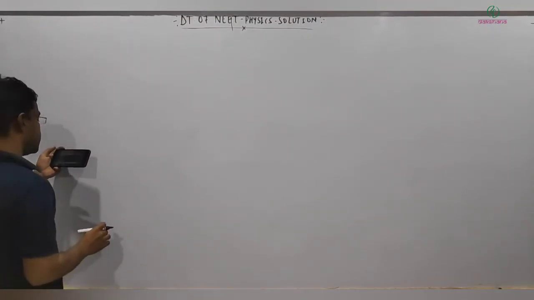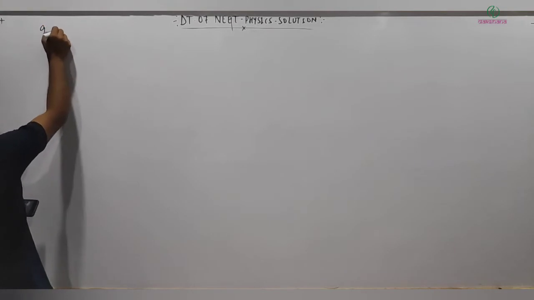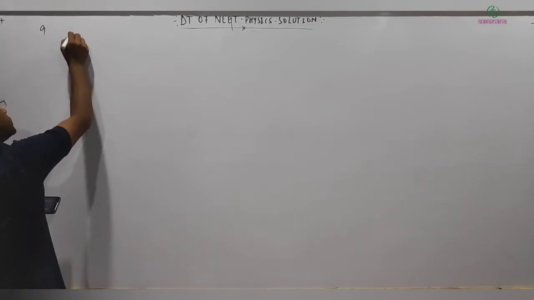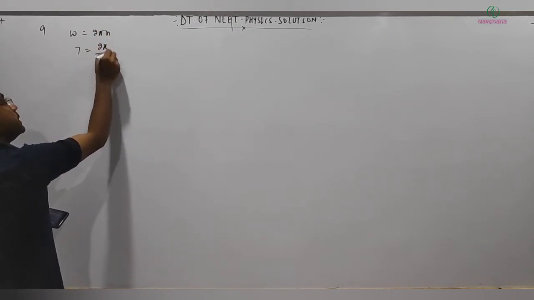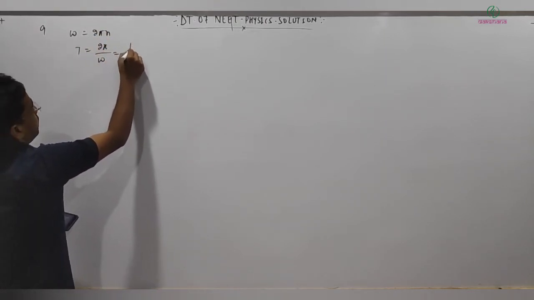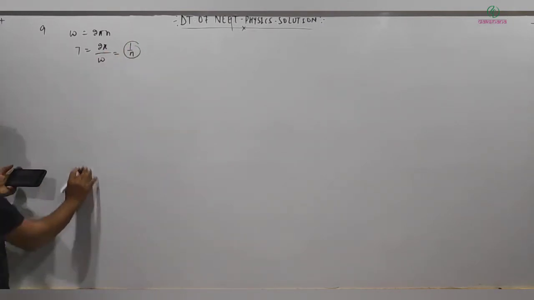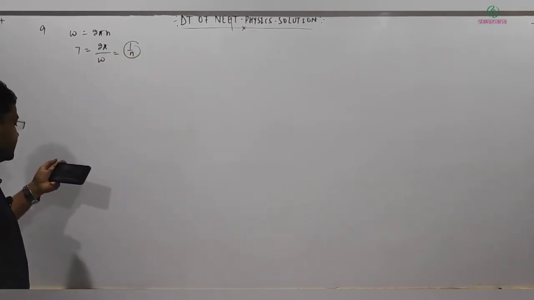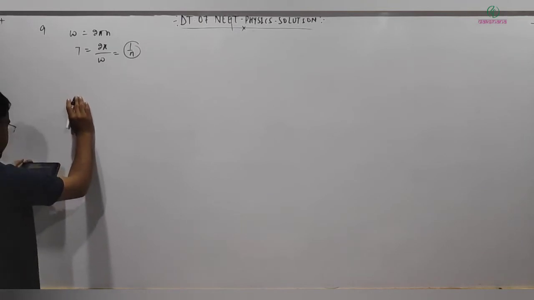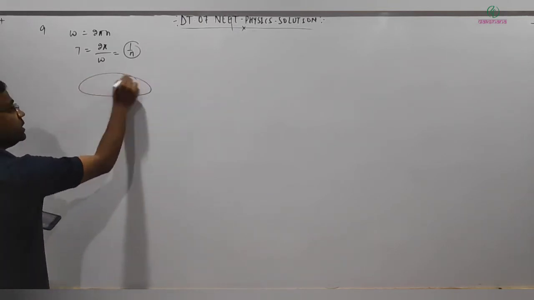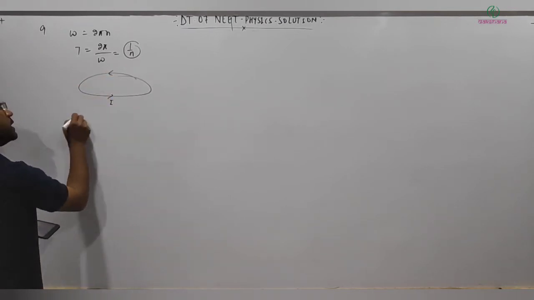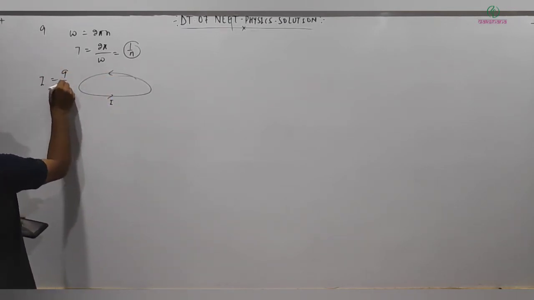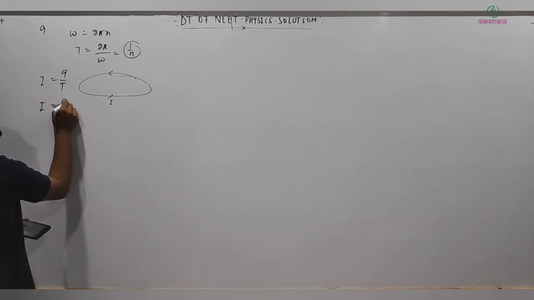Next, question number 25. A charge q coulomb moves in a circle at n revolutions per second, so the time period is equal to 2 pi divided by omega, that is equal to 1 by n. The radius of the circle is r meter. The magnetic field at the center of the circle: this will be equivalent to one current carrying ring, and if I is the current, then I can be written as Q divided by T, that is I is equal to Q into N.